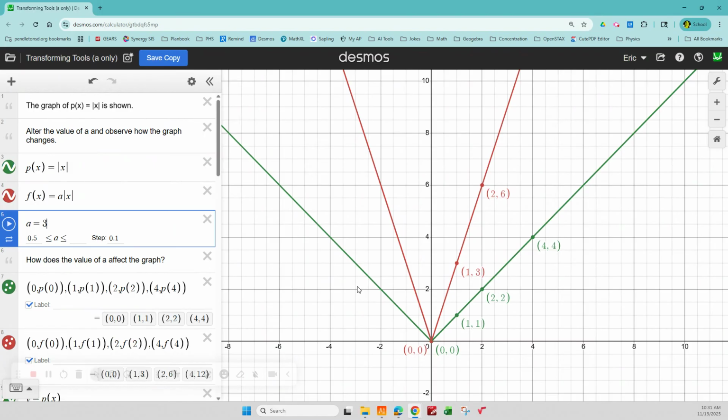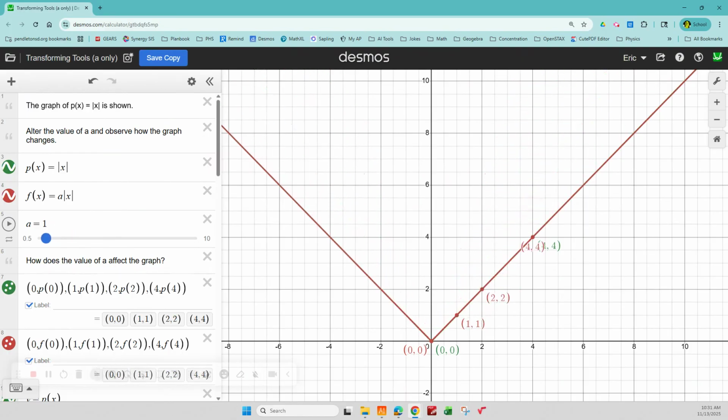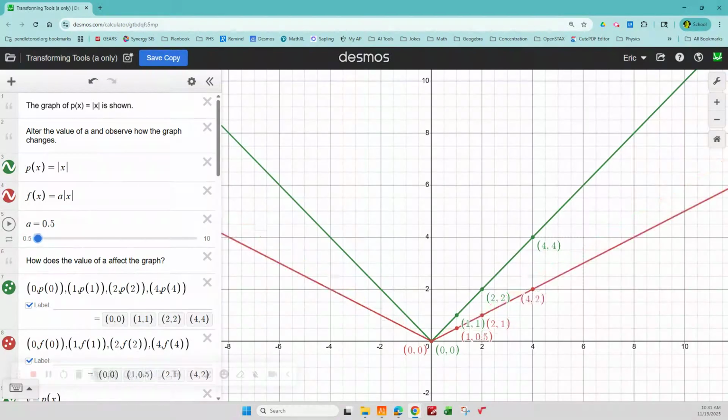Okay, what would happen if I made A a number like 1/2? Okay, that's going to squish it. So everything's only going to be 1/2 as tall as it used to be, right? So if I drag A down here, we're starting at 1, now watch what happens if I drag it down to 1/2. Oh, look what it did.